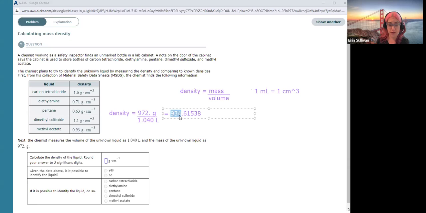Now, to decide whether I need to round or not, I've got to look at the next digit past the last significant one. The rule is if it's 5 or above, we round up. And if it's under 5, we just leave it. Okay, so if that had been a 4 instead of a 6, I'd just leave that as 934.